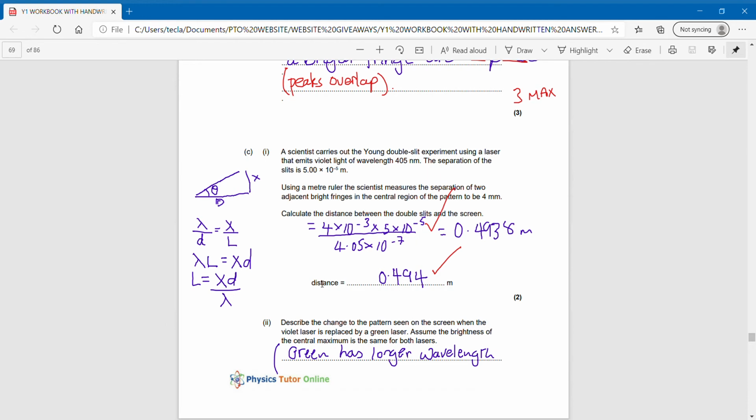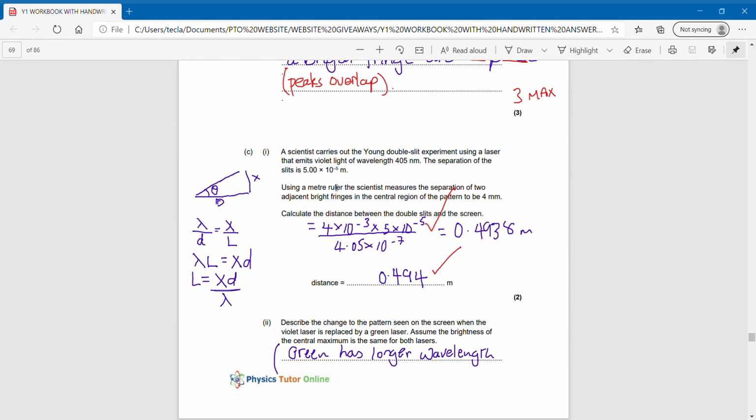So there is a relationship here which we can use, which is the wavelength λ divided by the slit separation d is equal to the fringe spacing x divided by L, or big D. L is the distance between the slits and the screen. And so rearranging that to get L, L is equal to xd over λ. So fringe spacing times slit separation divided by wavelength.